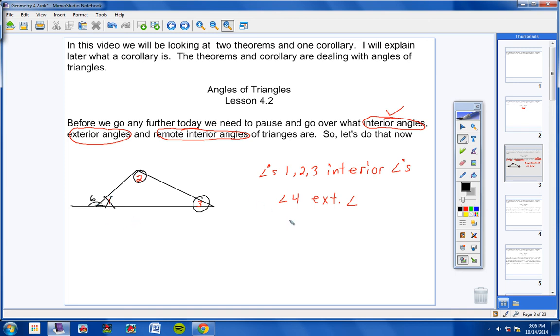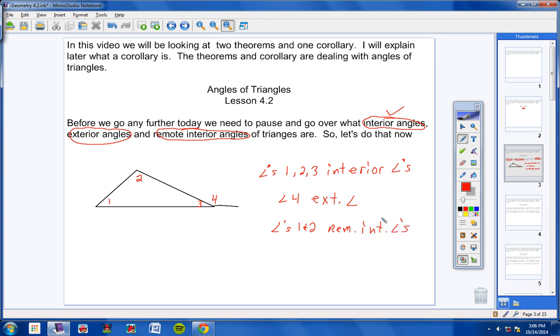I'm not really sure how to write that. I guess we'll do it like this. In your notes, I would extend this side here. Go ahead and put your 4. And I would say angles 1 and 2 are your remote interior angles.